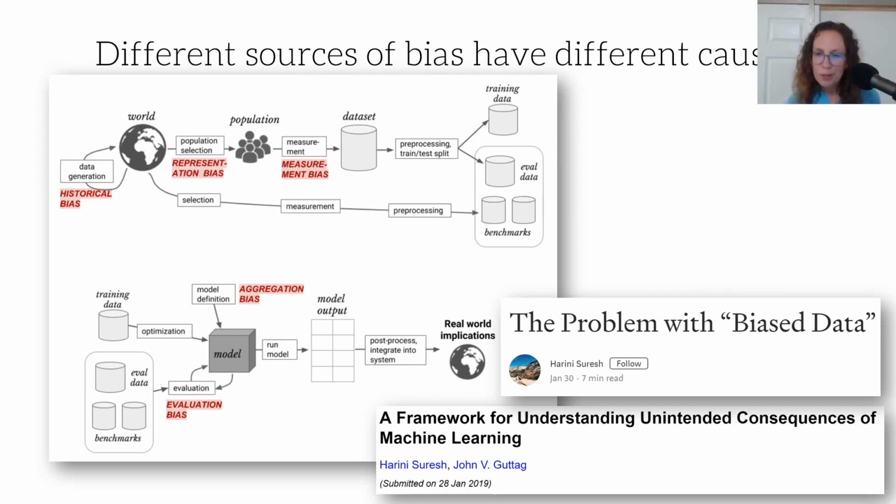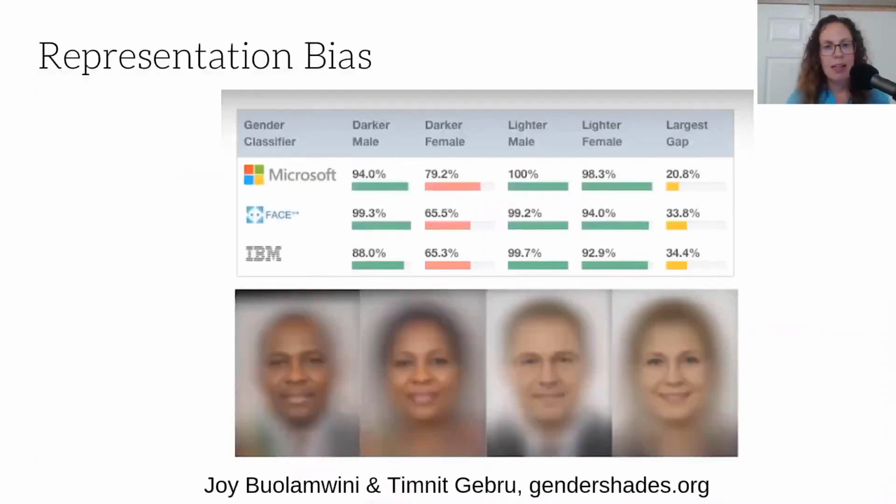Harini wrote a blog post version of the paper as well, which I love when researchers do that. I hope more of you, if you're writing an academic paper, also write the blog post version. And I'm just going to go through a few of these types. So one is representation bias.